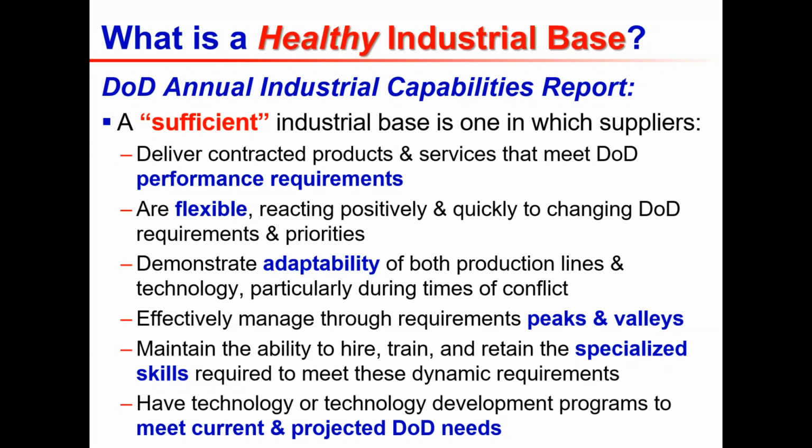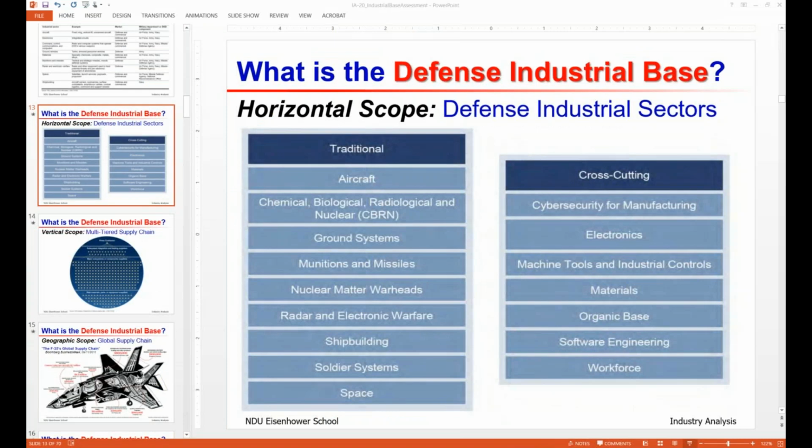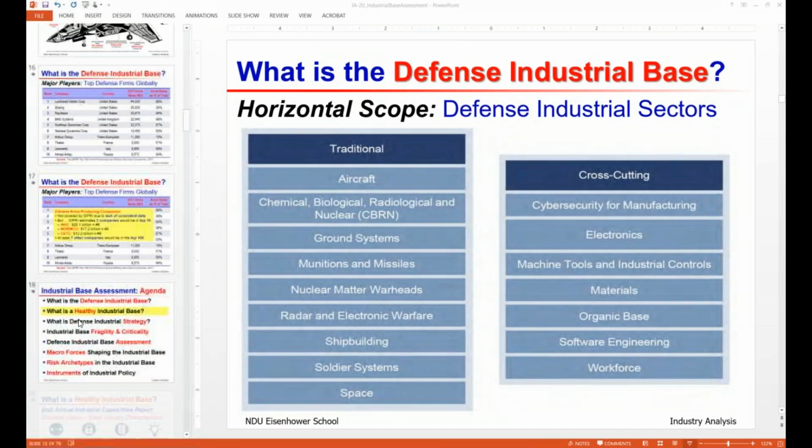This is the idea of, if you think about mobilization and surge, demonstrate adaptability of both production lines and technology, particularly during times of conflict, right? So when we need you to produce more of the same thing, you can do it. And when we need you to produce a new thing, you can do that as well, right? You can adapt to the evolving needs because of situation of conflict.